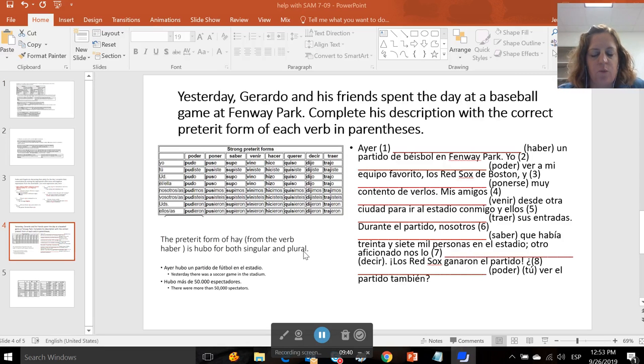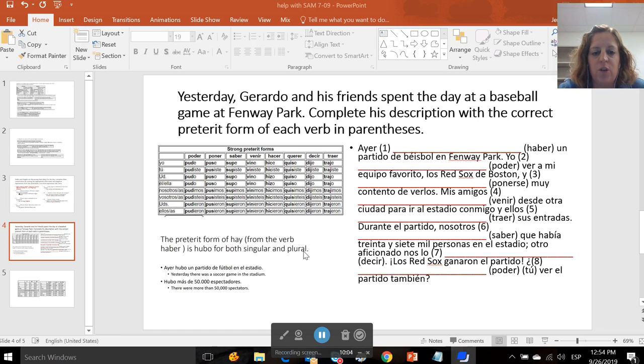Okay, and I think this one is 728. I could have the numbers off, because I think 807 is the listening one. If I have the numbers off, I'm sorry, but this was the one where you had your strong preterite verbs. So you're taking the verb in parentheses, and you need to conjugate it for the person or the subject of the sentence.